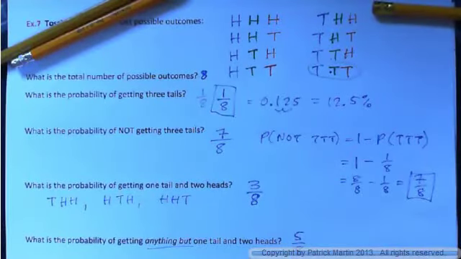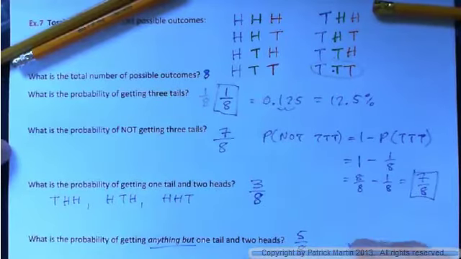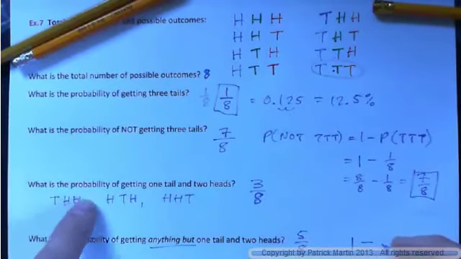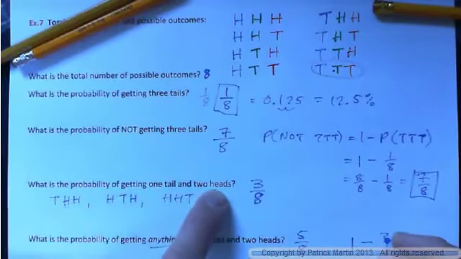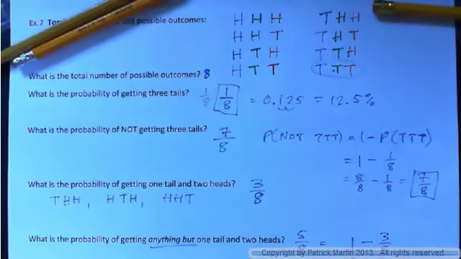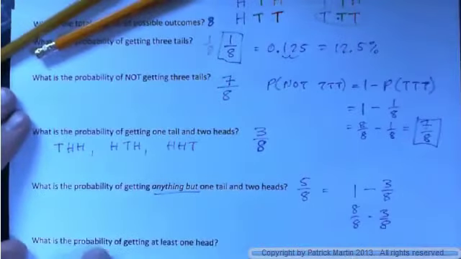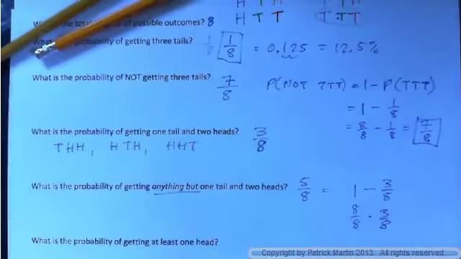Or we could do anything but 1 tail and 2 heads is the same as 1 minus the probability of getting 1 tail and 2 heads. 1 minus 3/8, which of course is the same thing as 5/8. It's 8/8 minus 3/8, right? What is the probability of getting at least 1 head? Write down the answer.